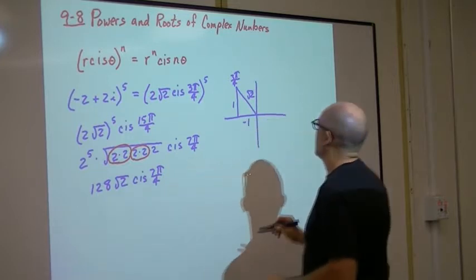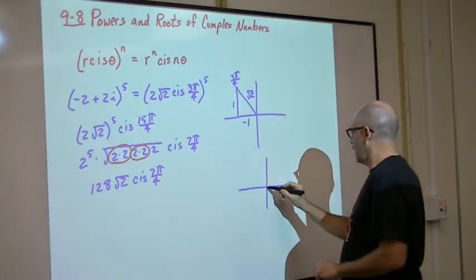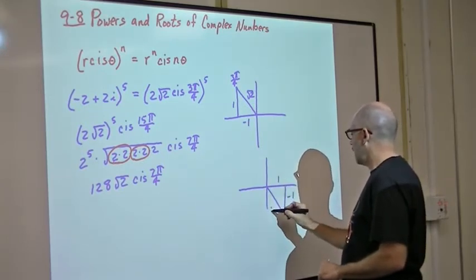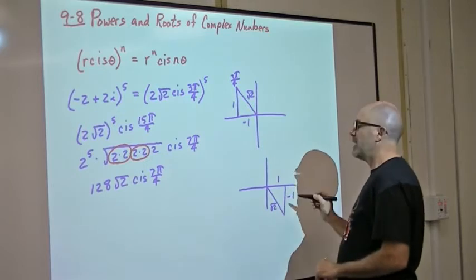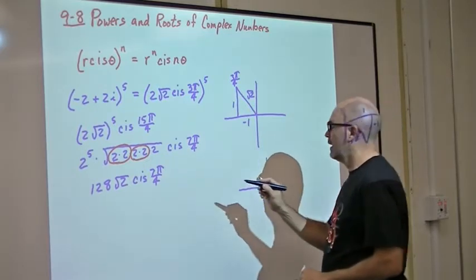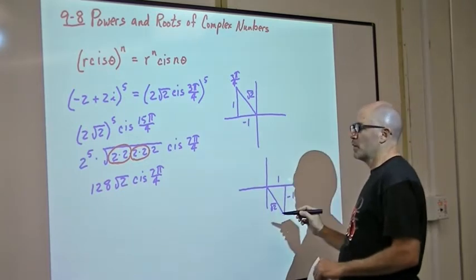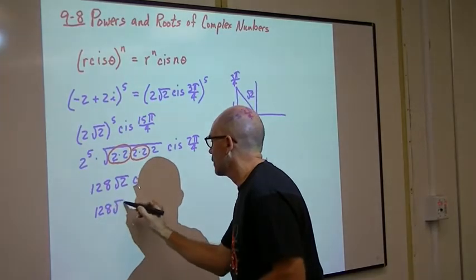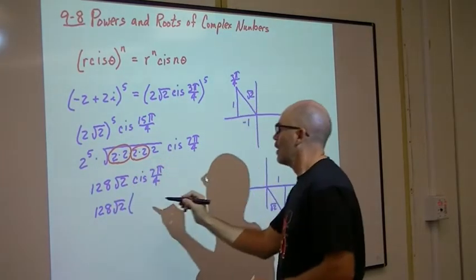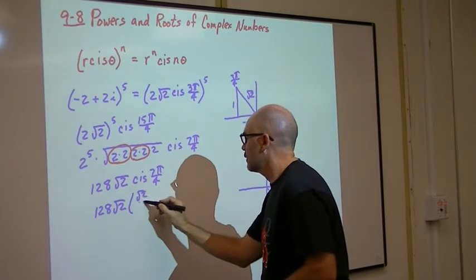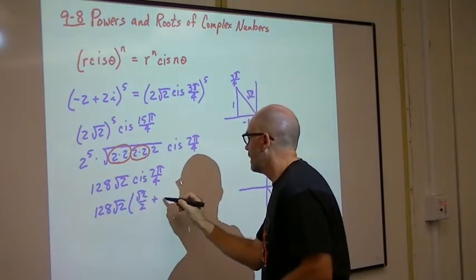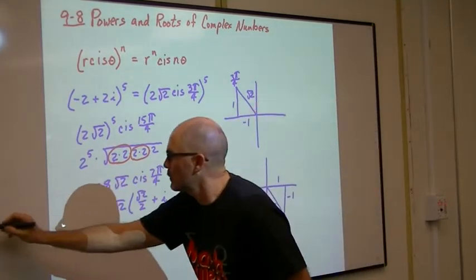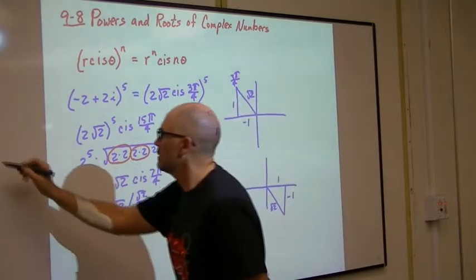So what does that mean? Well, 7 pi over 4 is down here. So I've got 1 and negative 1 and square root of 2. So basically the cosine of 7 pi over 4 is square root of 2 over 2. So I've got 128 square root of 2 times cosine, which is square root of 2 over 2, plus i sine, and sine is going to be negative square root of 2 over 2. So I should actually just make this a minus.